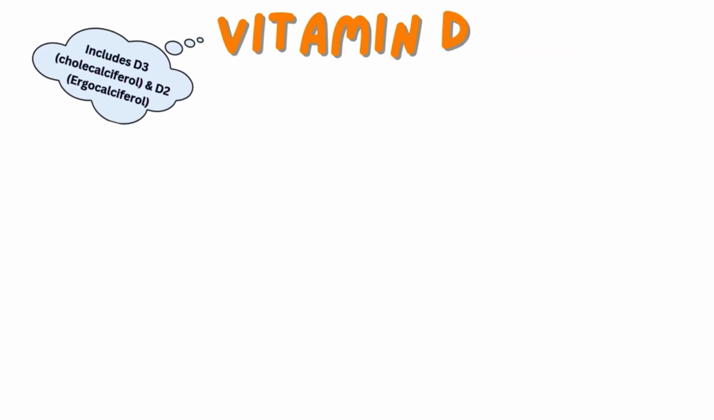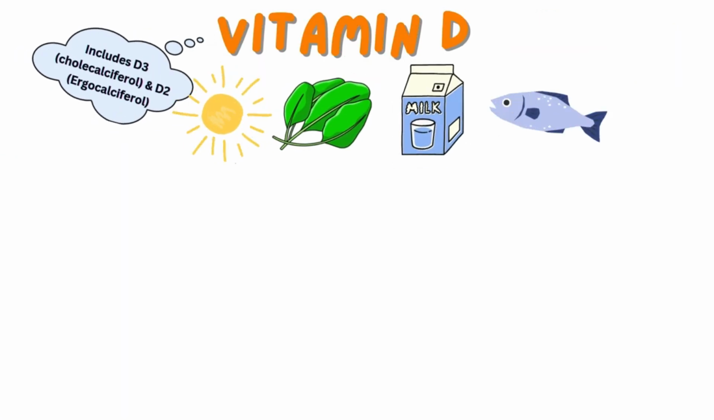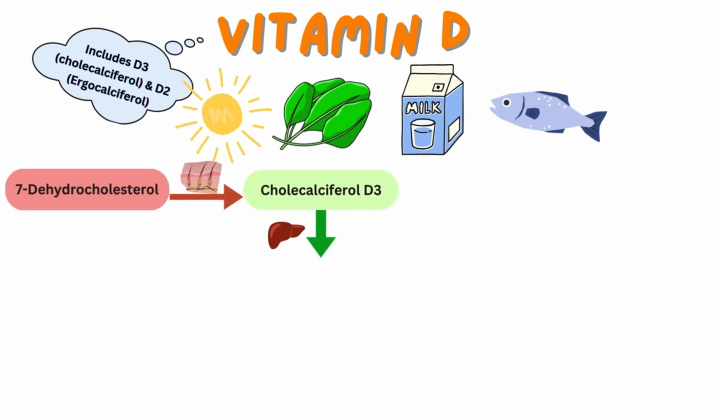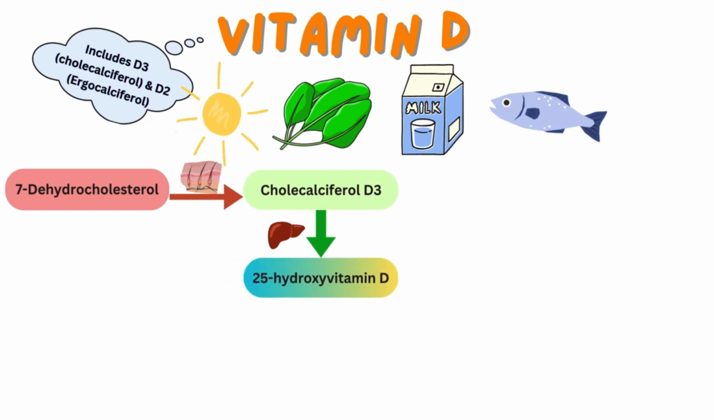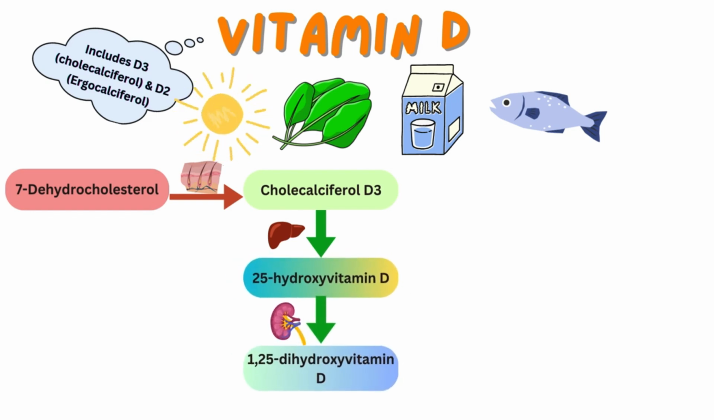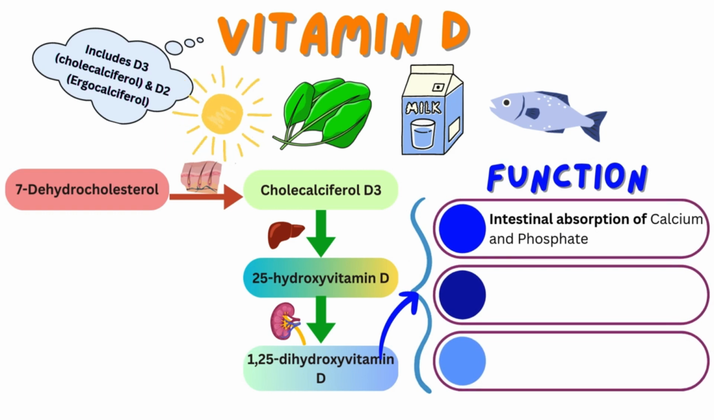Vitamin D includes cholecalciferol and ergocalciferol. It is found in sunlight, plants, milk, and fish. 7-dehydrocholesterol is converted in the skin into cholecalciferol. In the liver, it is converted into 25-hydroxyvitamin D, and in the kidneys into 1,25-dihydroxyvitamin D.